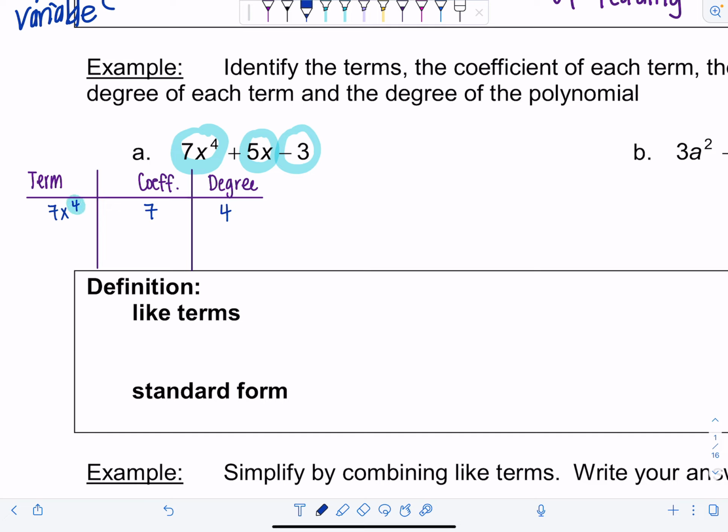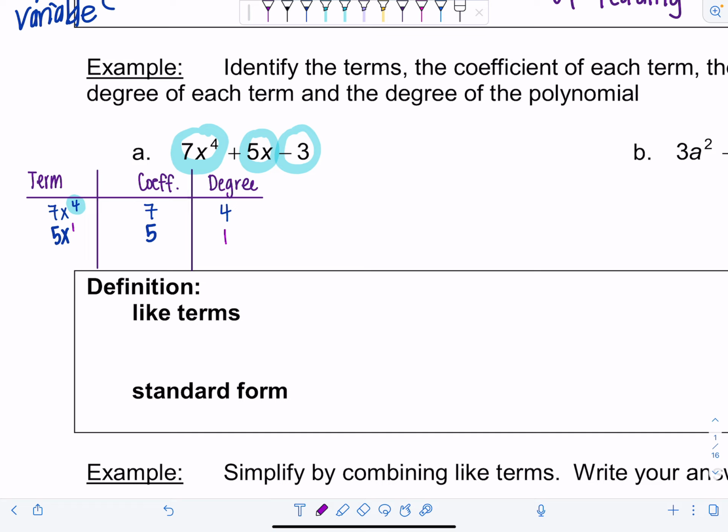Let's move on to the next term. The next term I see is 5x. What's the coefficient? Good, it's just 5. And the degree might be a little tricky. So the degree, notice here, the exponent that we're not writing on the x that we all understand there is 1. So the degree of that term is 1.